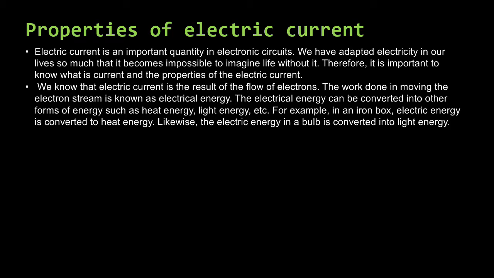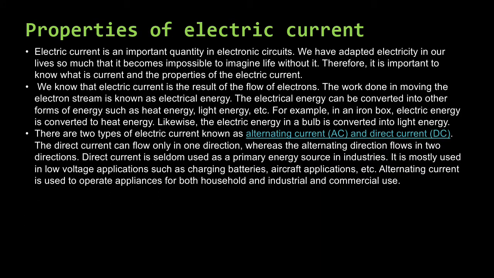We know that electric current is the result of the flow of electrons. The work done in moving the electron stream is known as electrical energy. The electrical energy can be converted into other forms of energy such as heat energy, light energy, etc. For example, in an iron box, electric energy is converted to heat energy. Likewise, the electric energy in a bulb is converted into light energy.